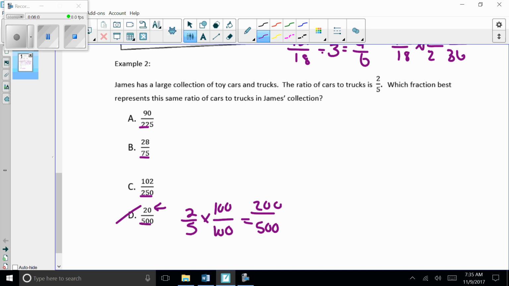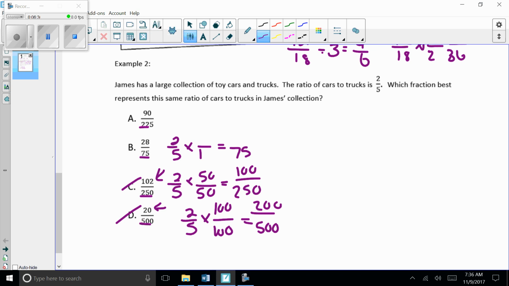Over here, if I'm not sure, I know that I can multiply my 2/5 times something to get 250. So I know that 50 times 5 is going to give me 250. So 50 times 2 should give me a 100. 102 is not 100, so that is gone. I'm going to take it again, my 2/5 times something, and I want to get a 75. I know that 5 times 15 is 75, so I also multiply it by my numerator, which is going to give me 30 over 75. That is not my 28.